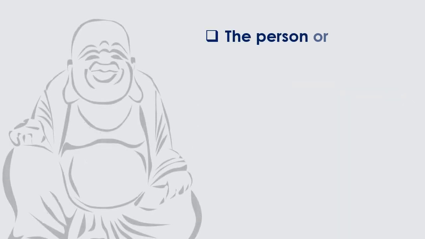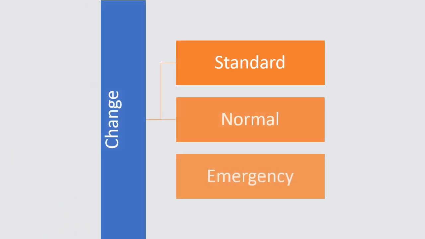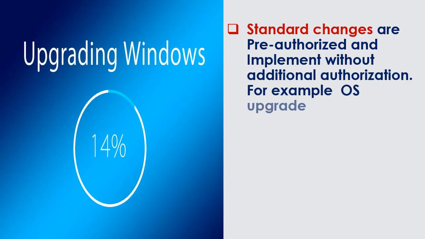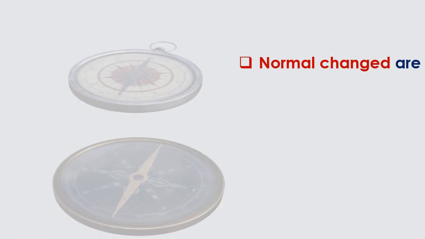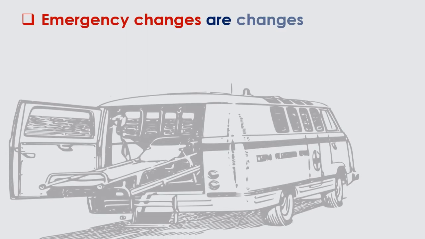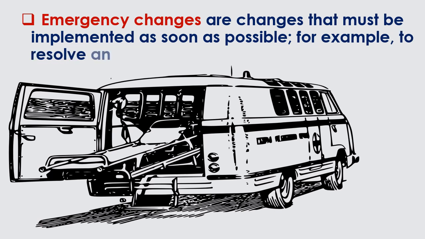The person or group who authorizes a change is known as a change authority. Change types are standard, normal and emergency. Standard changes are pre-authorized and implemented without additional authorization. For example, OS upgrade, deploying patch, setting up a user account. Normal changes are authorization-based and low risk. Emergency changes are changes that must be implemented as soon as possible, for example, to resolve an incident or implement a security patch.